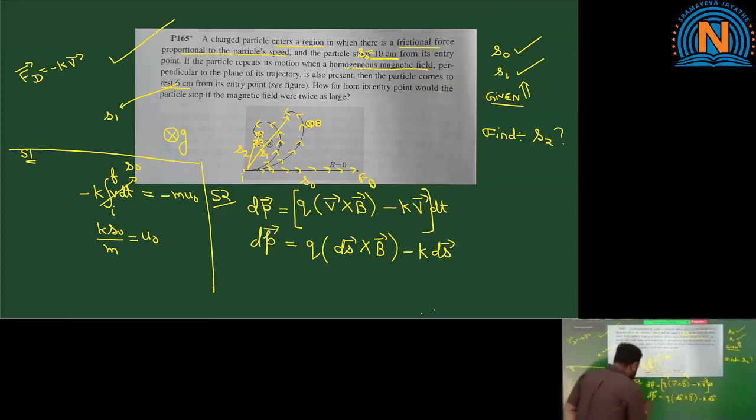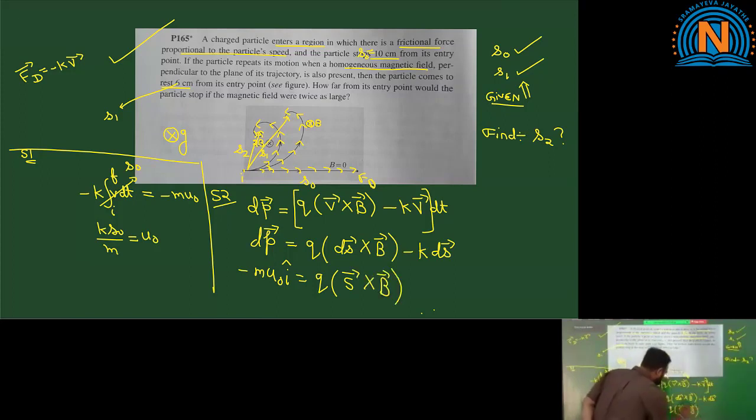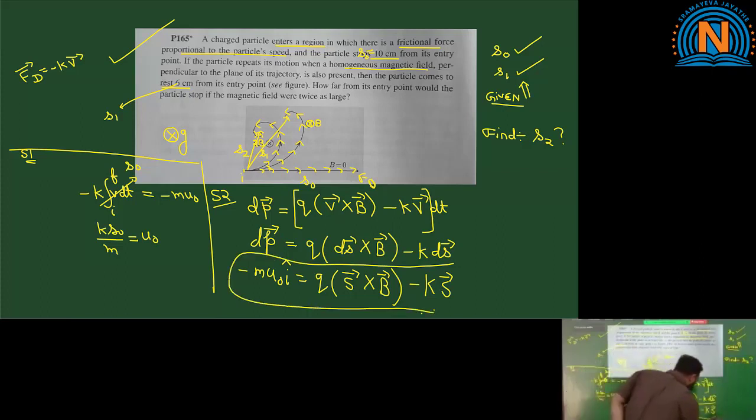I think everybody was clear that the final momentum is 0, so the change is minus m u0 I cap. This is q times, don't bother about this term, q times S vector cross B, the total displacement, because q and B are constants. And this will become minus k times S vector. This is my main equation, which holds for step 2. Step 2, this is the equation.